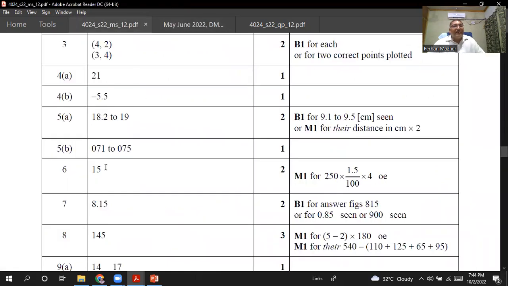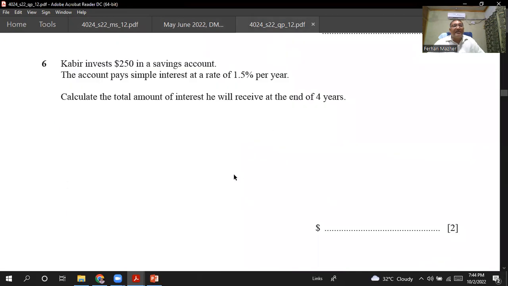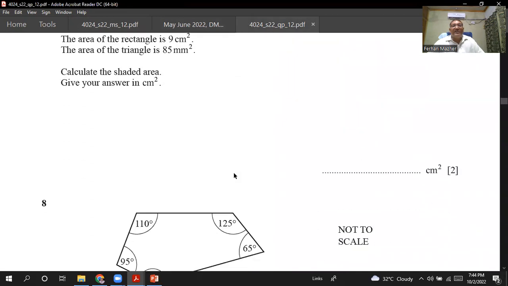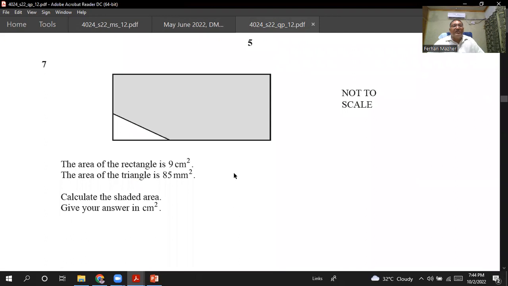So let's check. Okay, $15 is the answer, sir. So that was question number 6. Okay, so we are going to question number 7.